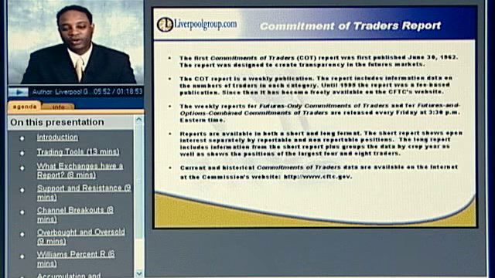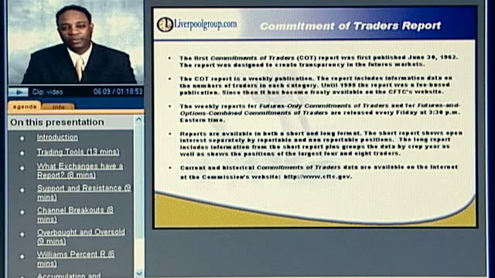Now, the Commitment of Traders report is something put out by the Commodities Futures Trading Commission. They collect data on everyone who's investing, where they're investing, how much they're investing, how many contracts they're holding, who are hedgers, who are speculators. And so these reports are very important.